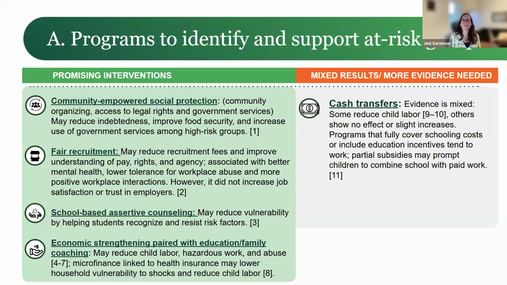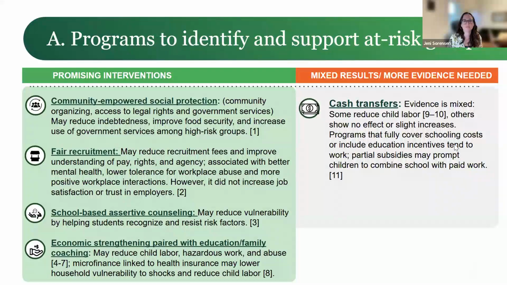Okay, so we'll start off with programs to identify and support at-risk groups. Where we're seeing the most promising interventions are around community-empowered social protection programs. That's where there's community organizing and a focus on access to legal rights and government services. We're seeing that these can reduce embeddedness and increase food security.